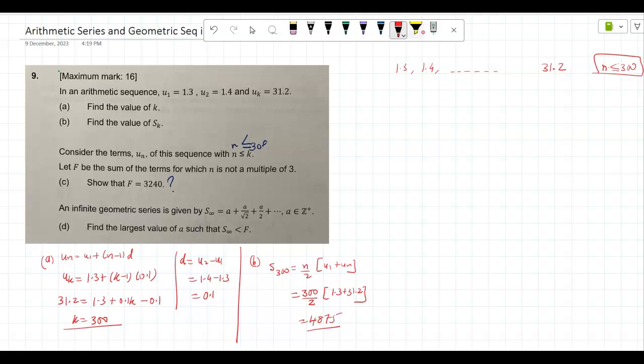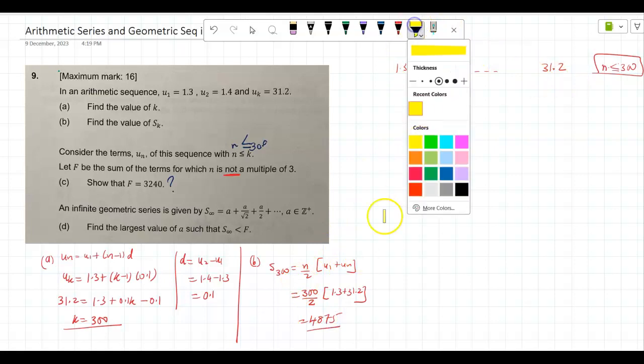Now for these 300 terms, let F be the sum of the terms for which n is not a multiple of 3. I got confused. I thought they were saying that we know the sum of all these 300 terms. Yes, we found it: 4875.